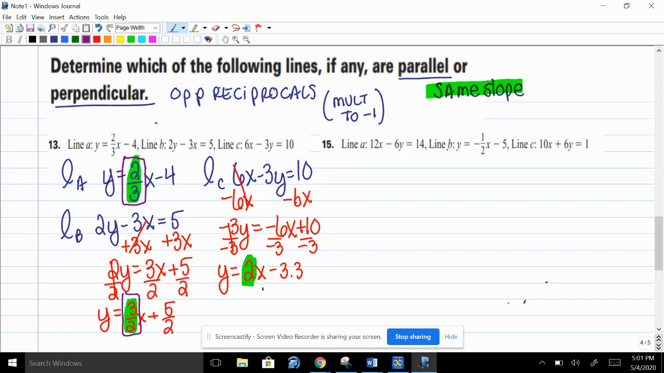In number 15, let's take a look at line A. Line A, I got to rearrange. 12x minus 6y is equal to 14. Subtract 12x from each side.